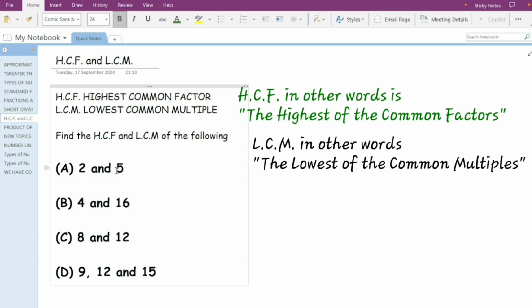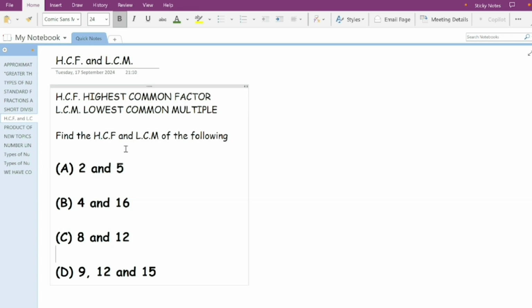Let's do this question using the first technique. Remember, we treated factors and multiples. So let's use that in solving this question. So we have 2. Let's find the HCF of 2 and 5 first. Then we'll find the LCM. HCF of 2 and 5.